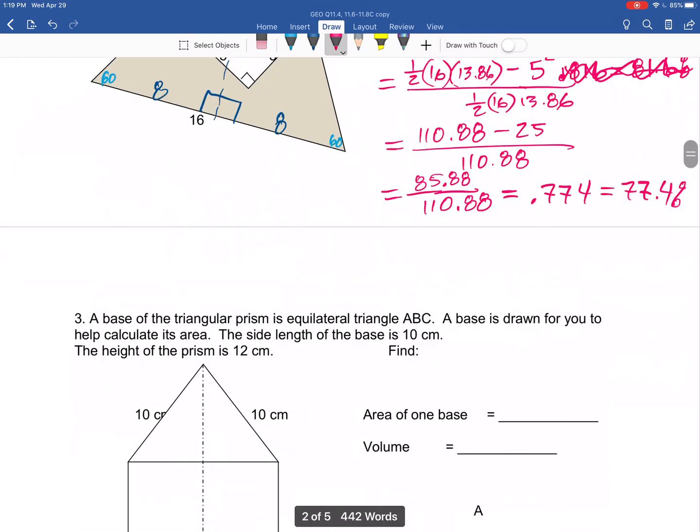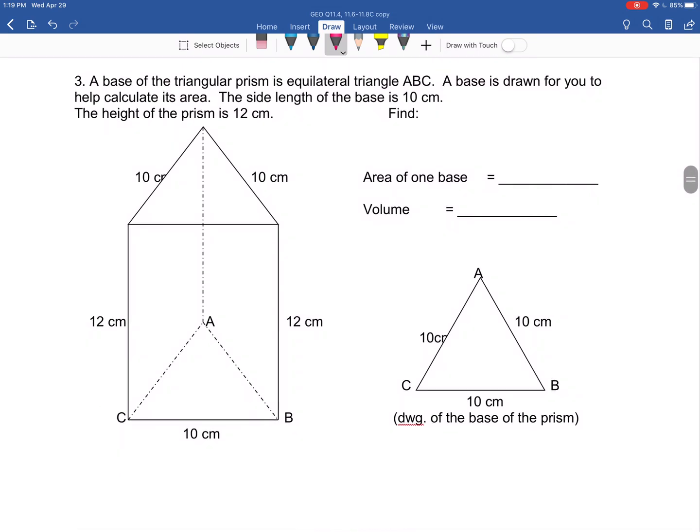Okay, let's go to 3. Yeah, here we go. It's a triangular prism. Okay, the base is drawn for us right over here. Here's the base. We're going to use that. The side length of each of the sides of the base is 10. The height of the prism is 12. You see that here and here. This is a triangular prism because we have a triangular base on top, triangular base on the bottom.